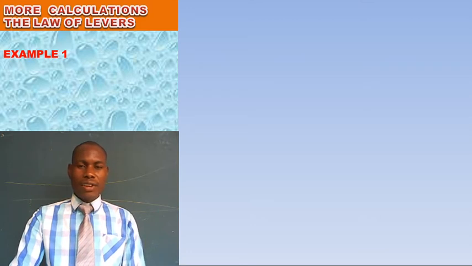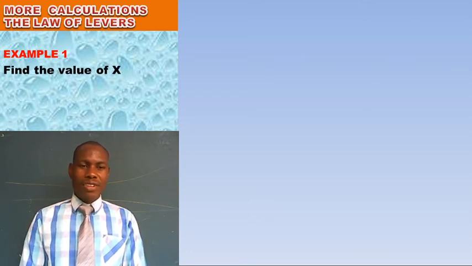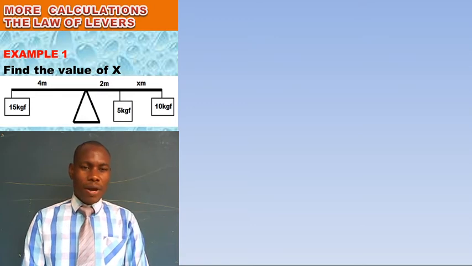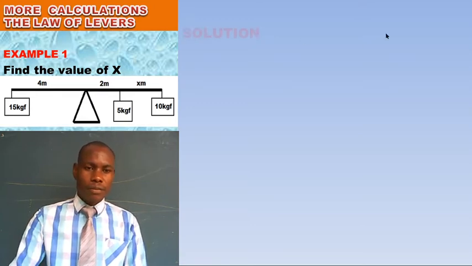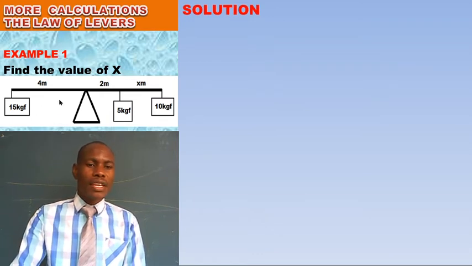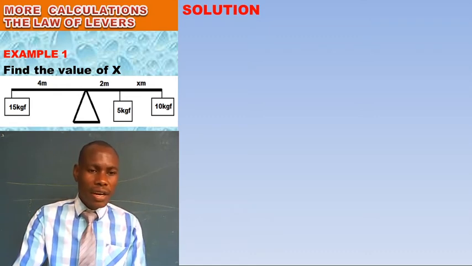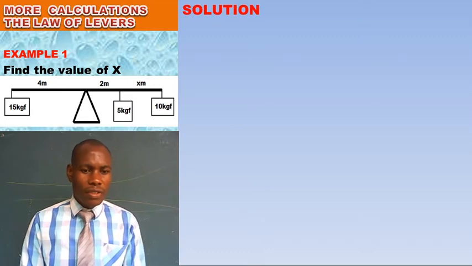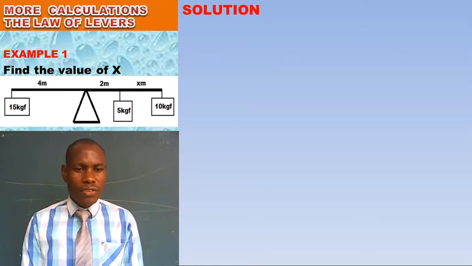Let us look at our example number 1. It just says find the value of x. And that is our diagram. On one side of that lever, there is a force of 15 kilogram force. That force is placed a distance of 4 meters away from the pivot.